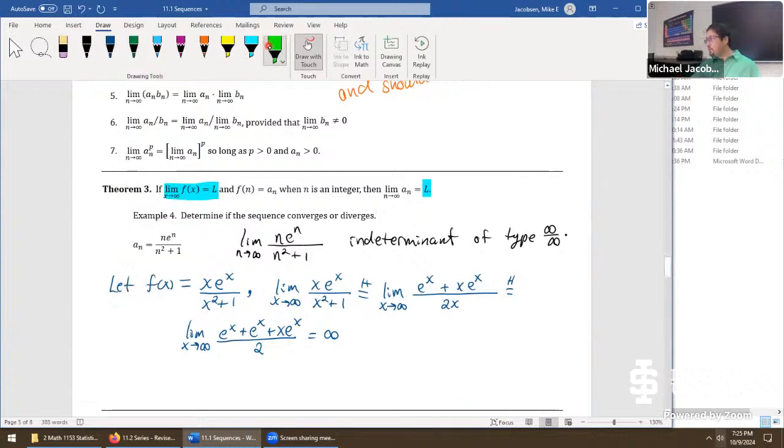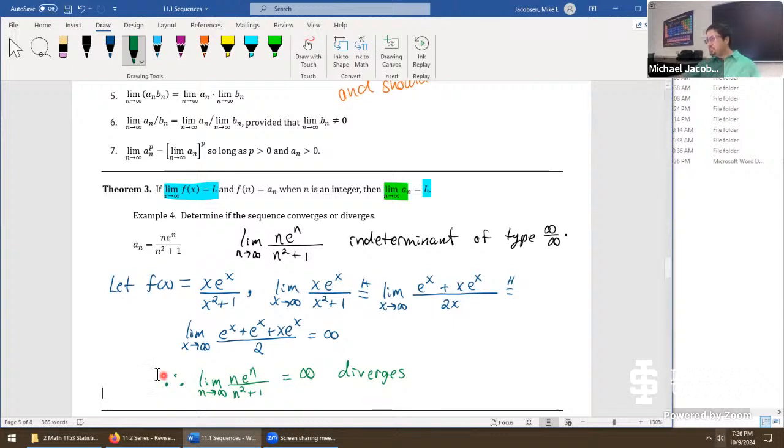let's use some color coding here to convey this. We will say, therefore, the limit as n goes to infinity of n e to the n over n squared plus 1 is equal to infinity, and so it diverges. So that's the punchline of theorem number 3. Any questions at all, folks, writing all that out?